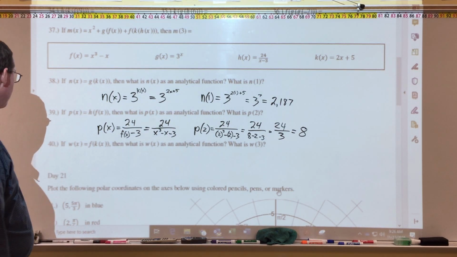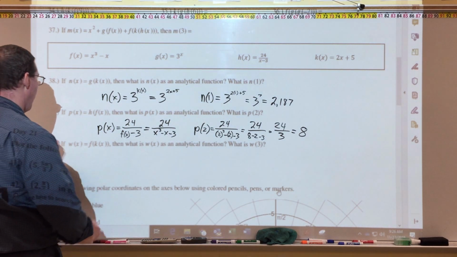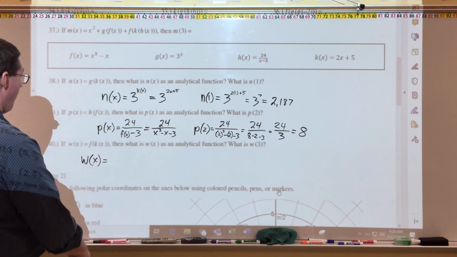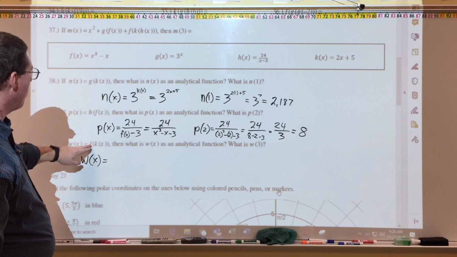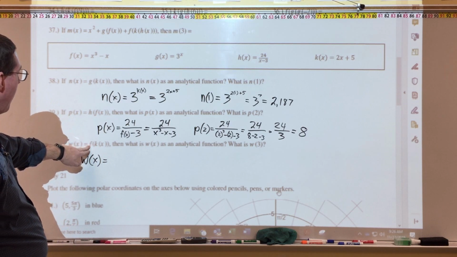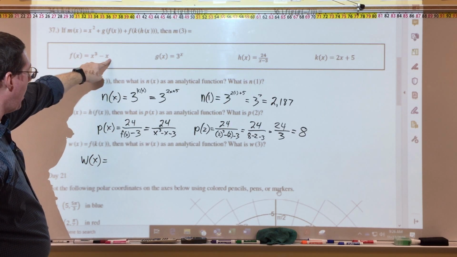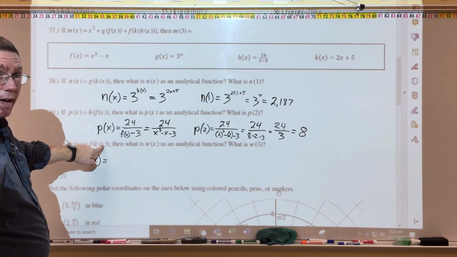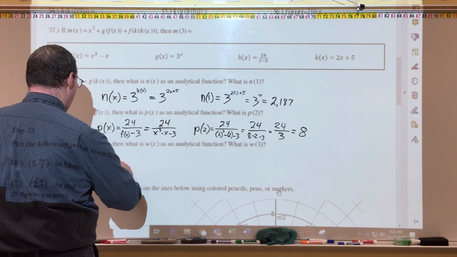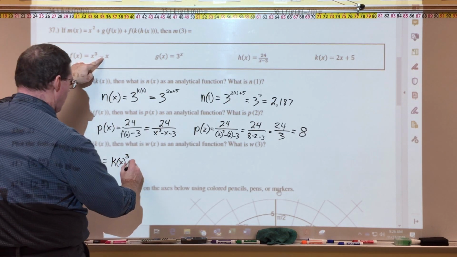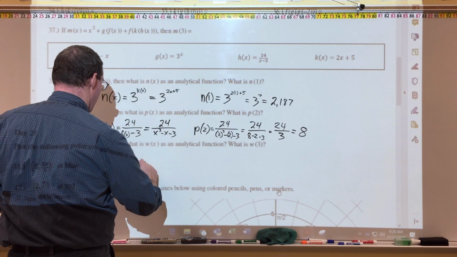Now let's move on to question 40. It says w of x is equal to f of k of x. So now what we want to do is we want to write the outside function f of x, which is x cubed minus x. But everywhere we see an x, we want to put in k of x. And so we're going to do k of x cubed minus k of x.